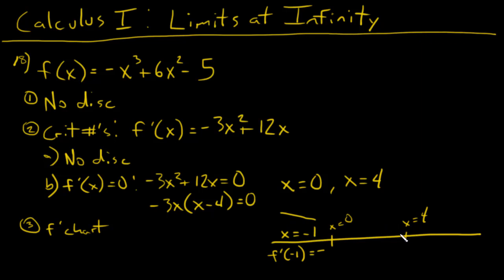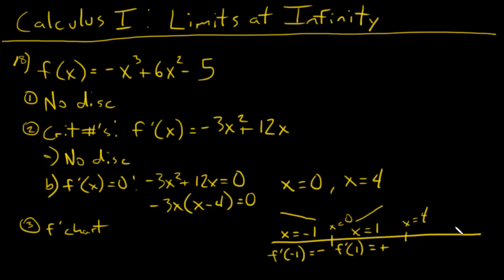And then a value between negative 1 and 4. How about not negative 1, 4, between 0 and 4. How about x equals positive 1 now? So I'm going to have f prime of 1 equals, well, if I plug 1 in, I get negative 3 plus 12. That is definitely positive. So I have an increasing interval right there.